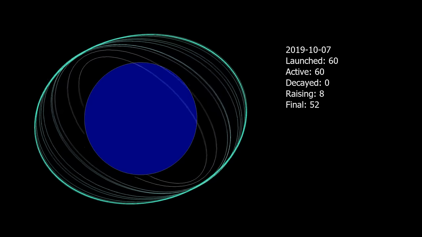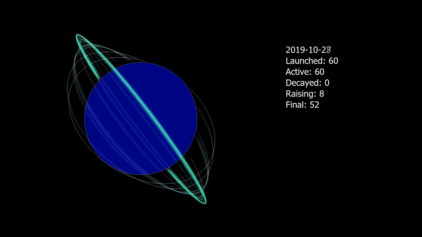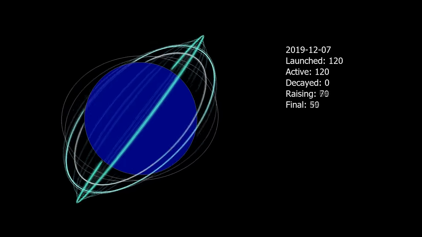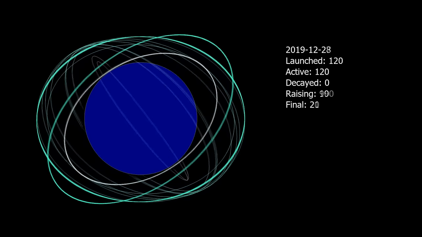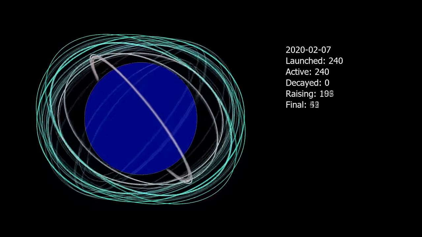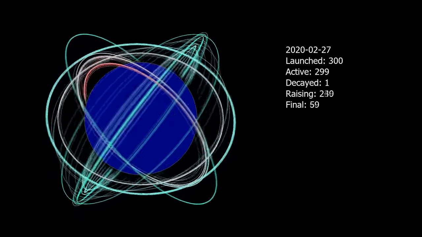This is the very first batch that was launched in 2019. Most of these are no longer operational. They were not the final version. They didn't have the same capabilities. But you see now in 2020, they really start launching these in large amounts.